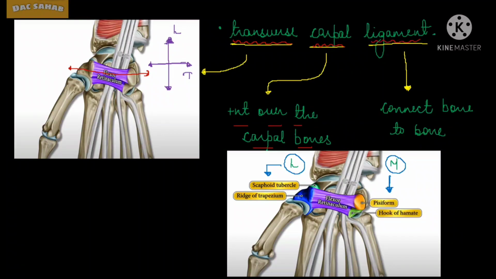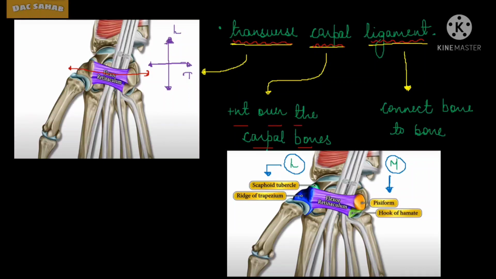Why do we use the term ligament? Because it connects bones. Yeah, ligament is the structure which connects bones, right? And tendon is what? Tendon is the structure which connects bones and muscles. So that's why the best way to define flexor retinaculum is transverse carpal ligament. Why do we use the ligament? Because it connects bones. Which bones does it connect?